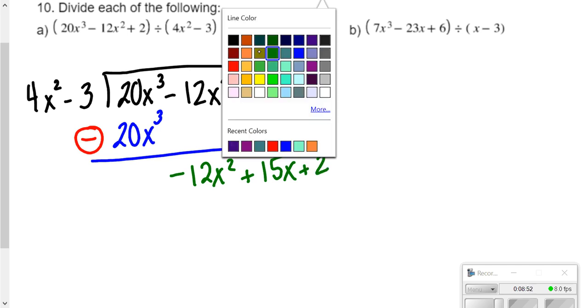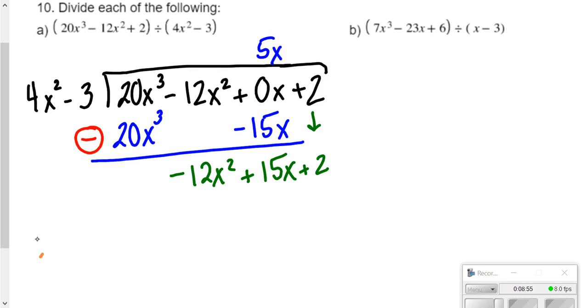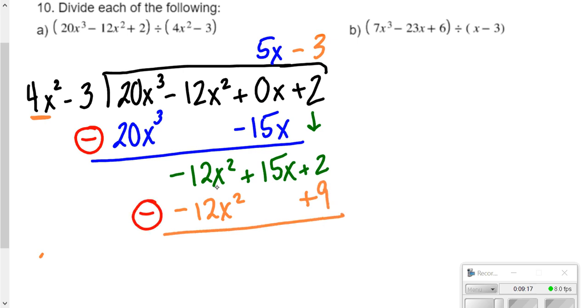And then I'm going to go to my next step and ask myself, what do I multiply by 4x squared to get negative 12x squared? And the answer to that is negative 3. Then I multiply this negative 3 times both of these things in my divisor. Negative 3 times negative 3 is positive 9. And I need to remember that I am subtracting right now. This is nothing. This is going to be 15x minus nothing. And 2 minus positive 9 is negative 7.